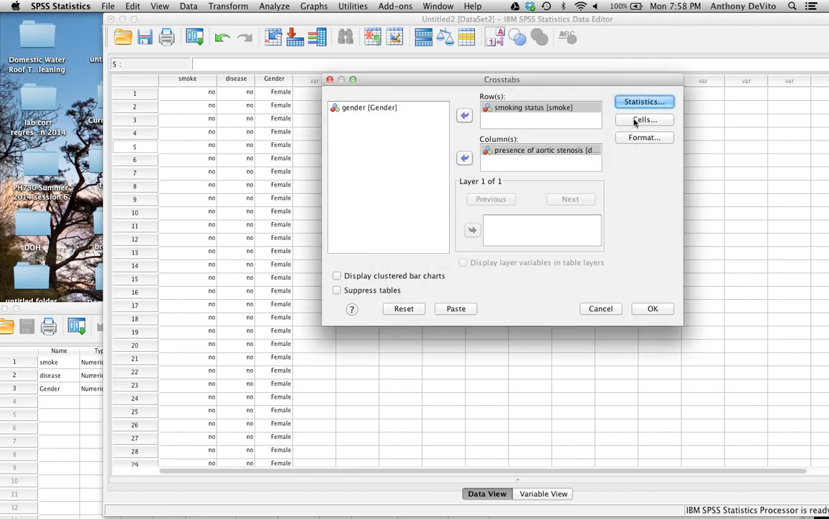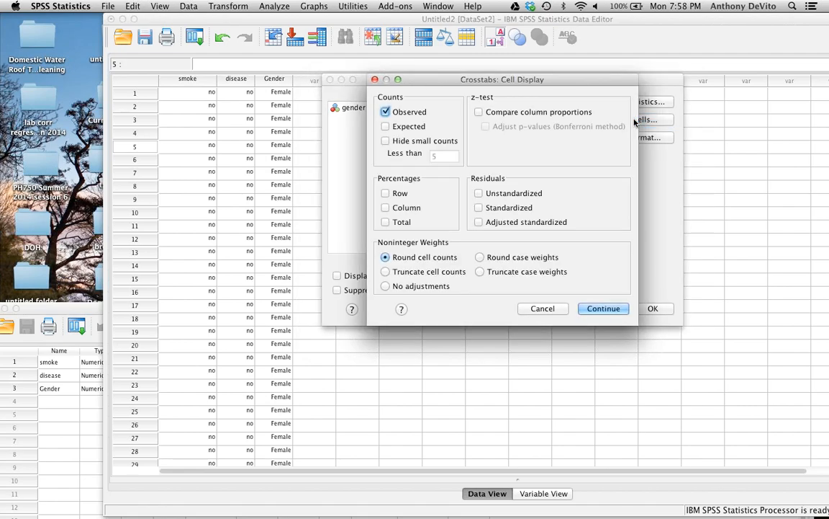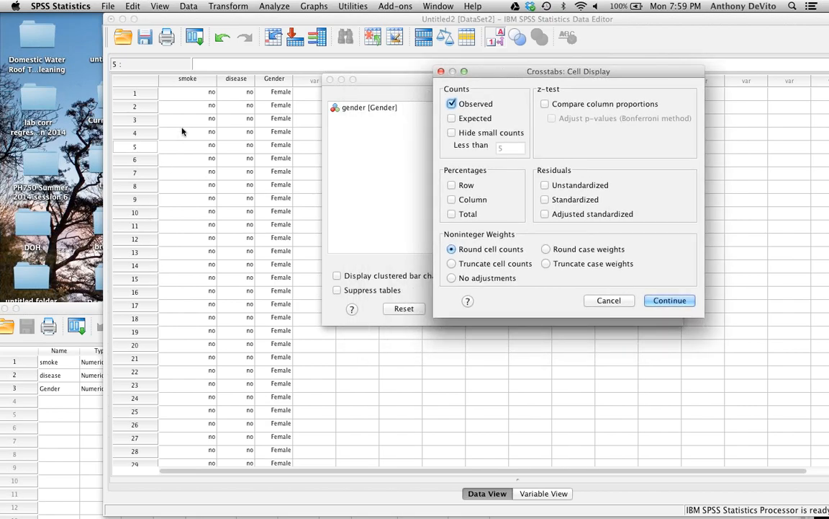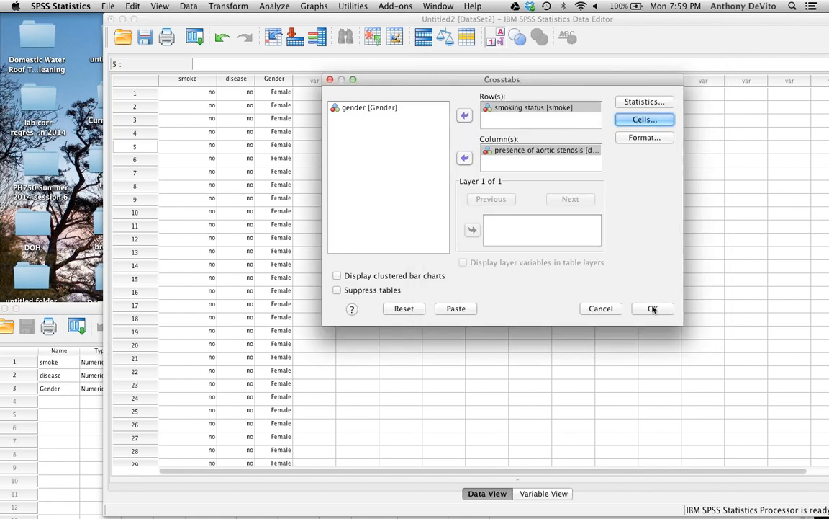I'm instead going to go to cells, and I'm going to click on this. You don't have to do it the way I'm doing it. I'm doing it this way to demonstrate this to you. The only thing that's checked off right now in cell display is observed values. It's going to organize all of these subjects into our observed values. I'm going to click continue, and I'm going to click OK.